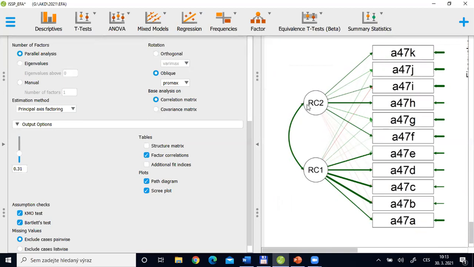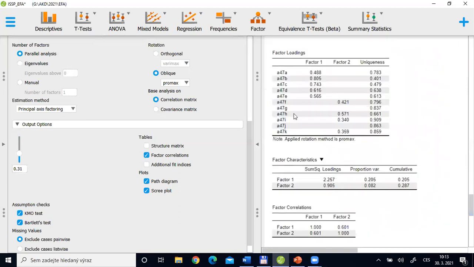So currently, if I would try to conclude this analysis, I would give the following recommendations. Maybe we would omit at least 2 or maybe 3 items. A47J, I and J should maybe be excluded, as their uniqueness is quite big and also factor loadings are quite small. So that would be the first recommendation. The second recommendation would be whether to rotate or not.